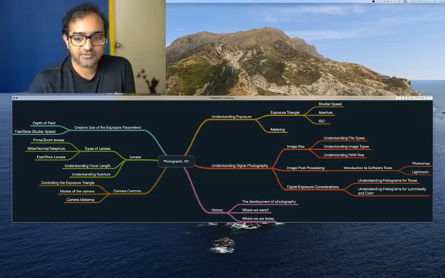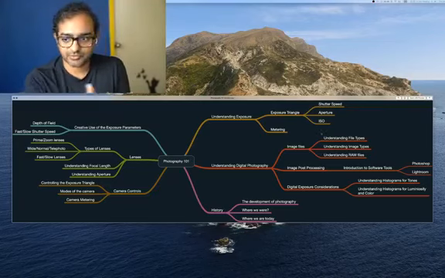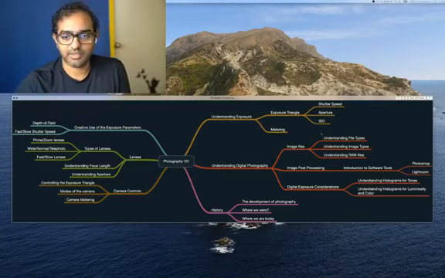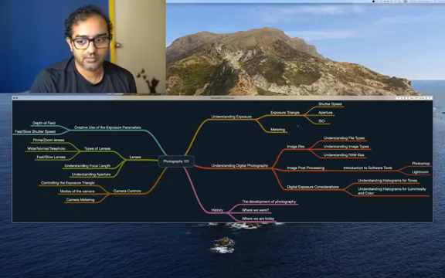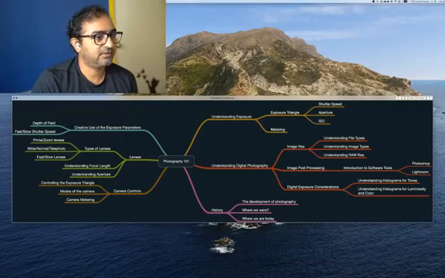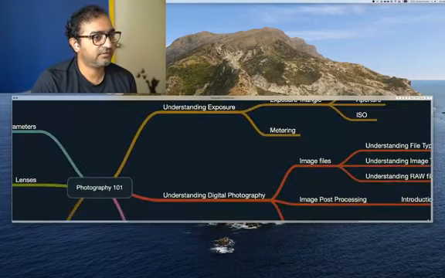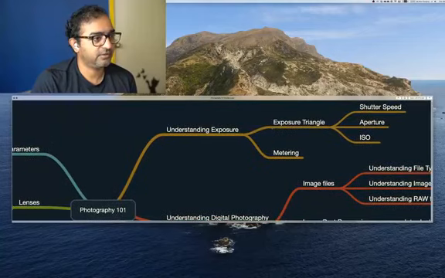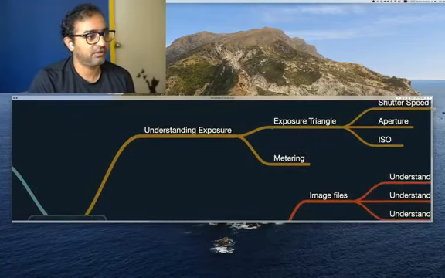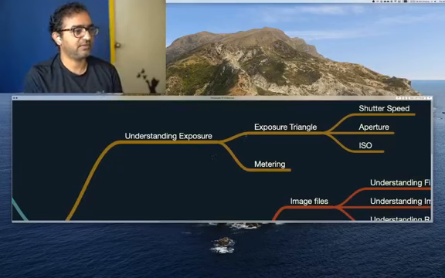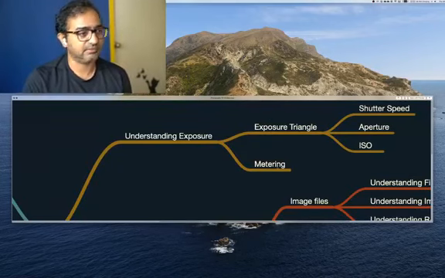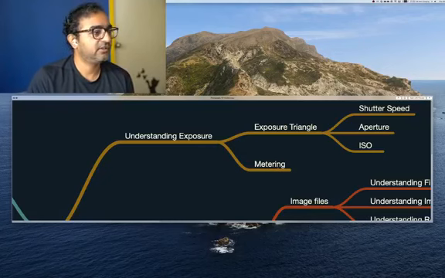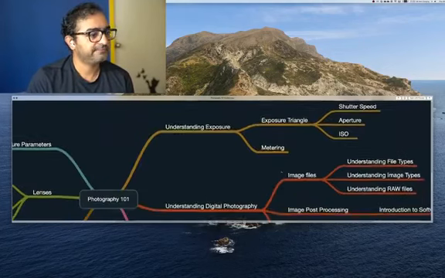So that'll be session three. I'll have to, of course, go over the outline again at 11 o'clock, but just for the people who are already on the stream, we are at this part of the course curriculum. So we're working on this part of it right now, which is understanding exposure, the exposure triangle, metering, and a few other related concepts. So this is what we'll go over today.